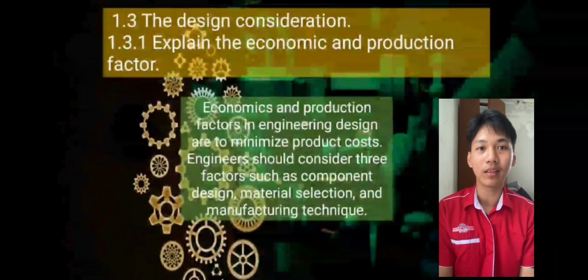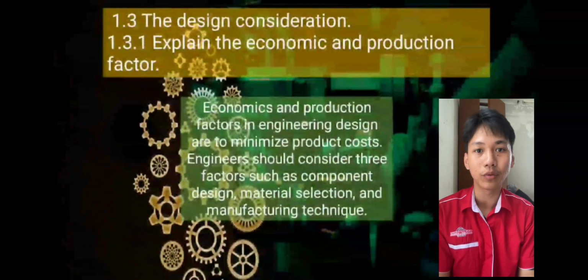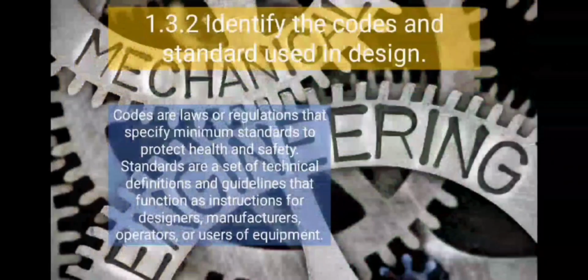Hi, so today I'm going to talk about the design consideration. I'm going to explain the economic and the production factor of the design. Economic and production factor in engineering design are to minimize product costs. Engineering should consider 3 factors such as the component design, material selection, and manufacturing technique.